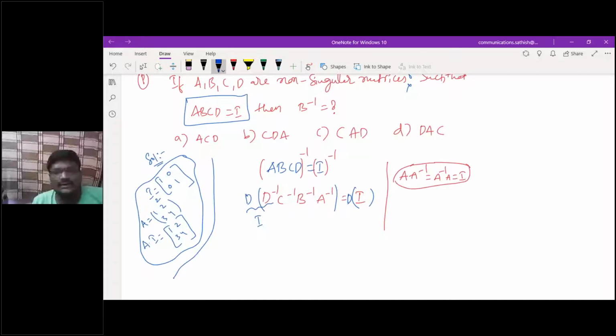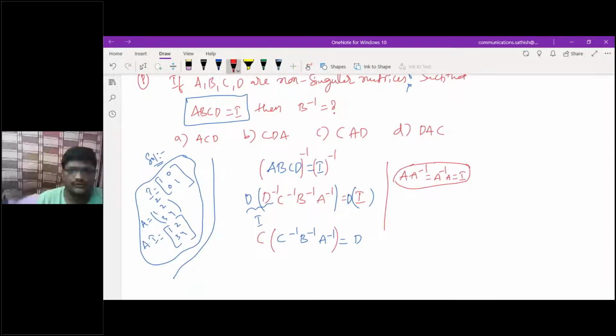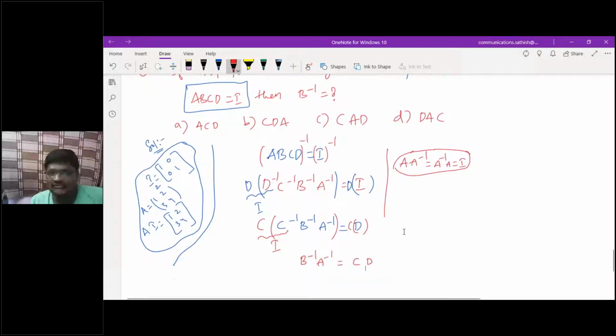So now here I have C inverse, B inverse, A inverse, and here I have D. Again I want to eliminate this C also, so I multiply C here, and here also C will be multiplied. If I multiply this, it will be I, and I multiplied with B inverse, A inverse gives B inverse, A inverse, which is nothing but CD. Then see here, no need to multiply by A inverse here, because they are asking the value of B inverse.